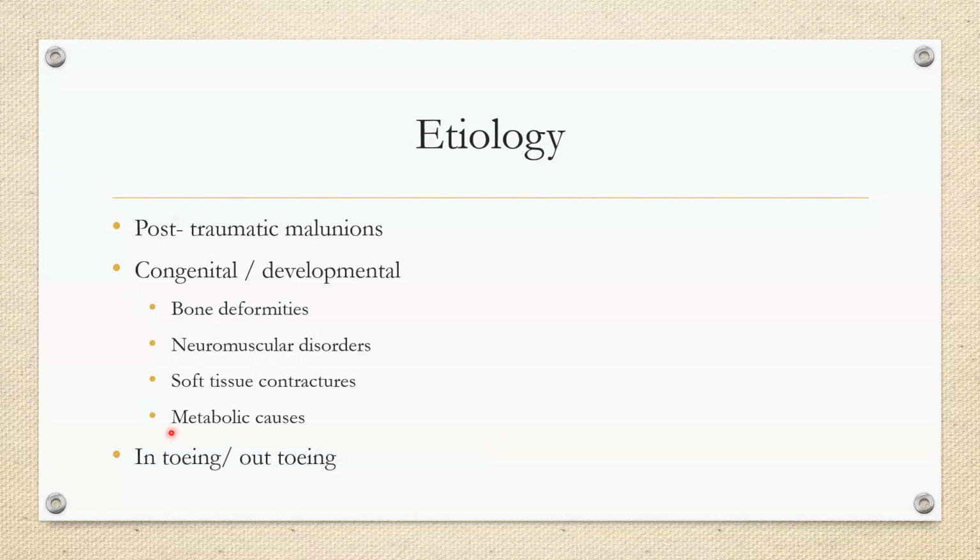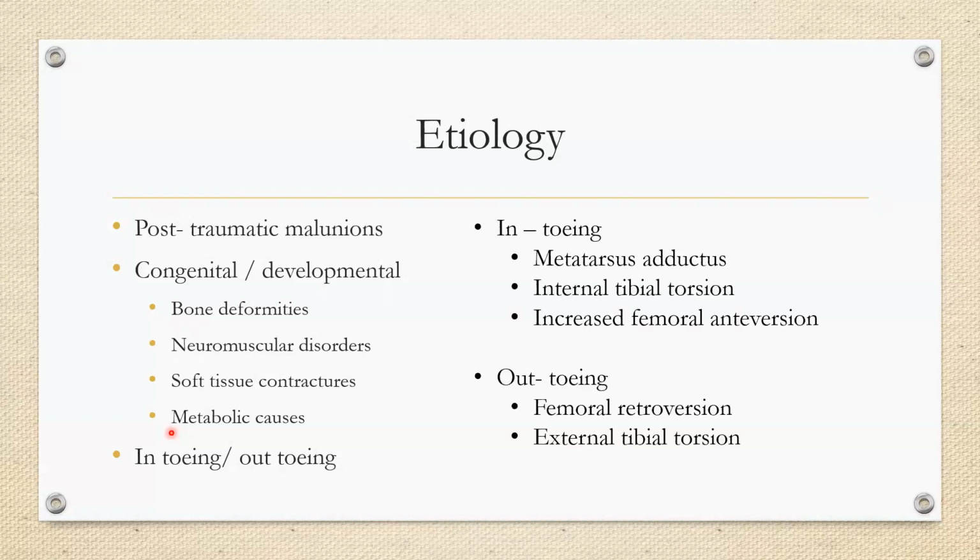With respect to in-toeing, the most common cause is a deformity either localized to the foot, like metatarsus adductus, or in the tibia, with internal tibial torsion. With respect to the femur, increased femoral anteversion results in in-toeing of the gait as the patient tries to walk. The vice versa results in out-toeing, that is, an excessive femoral retroversion or decreased anteversion, and external tibial torsion. This is an out-toeing gait.